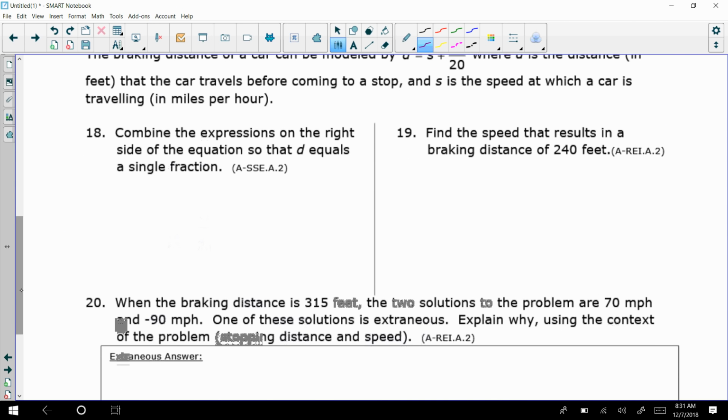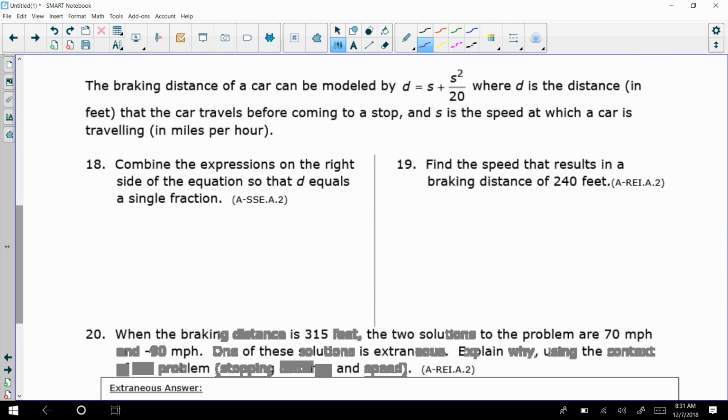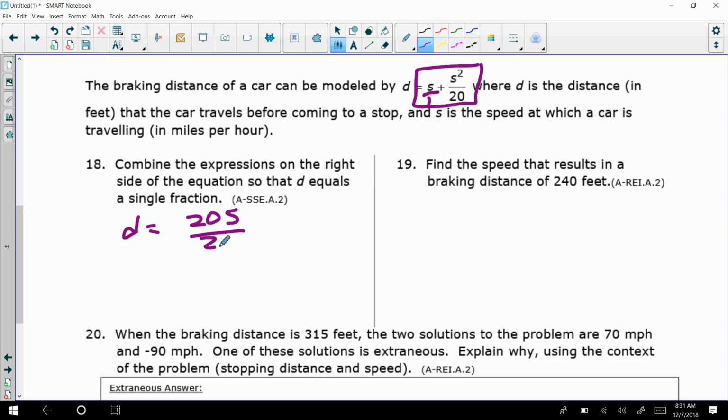Okay, this problem is harder than it looks. It says combine the expressions on the right. So they want us to basically make that into one fraction. So guys, when you have a 1 here, it's easy because in order to turn it into a 20, you just got to multiply it by 20. So that means d equals, what is that, 20s over 20 plus s squared over 20. And since you have the two 20s at the bottom, you don't need two 20s anymore. So you can just put them over 20.